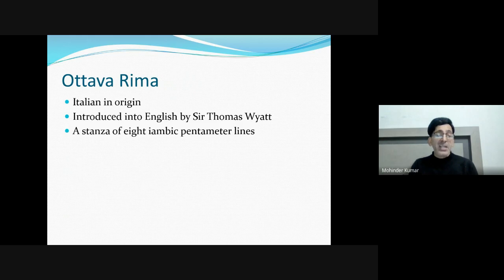Pentameter means in each and every line there are 10 syllables, and those 10 syllables are arranged. Iambic means arrangement of stressed and unstressed syllables. So an unstressed syllable followed by a stressed syllable.